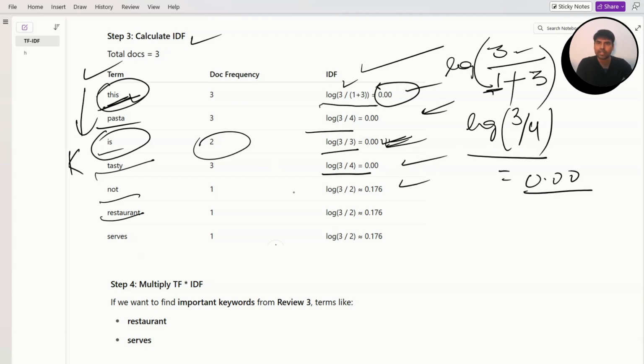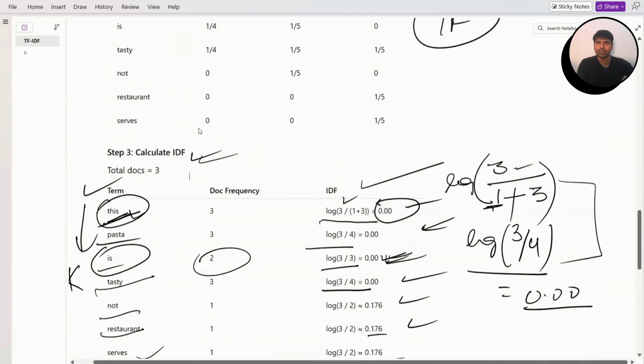Okay, restaurant, it is coming 3 by 2, almost 0.17. Serve is coming 0.17. So this way I hope you understand the maths behind it. This way we calculate the table for IDF. So now I have both.